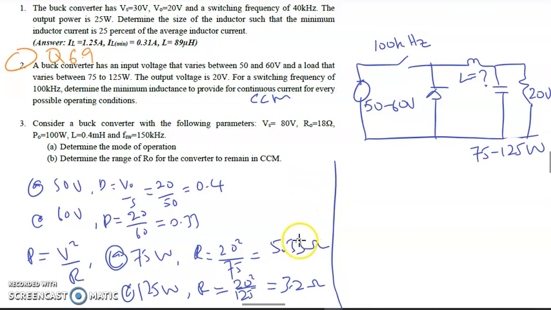So these two values are going to be used as our output resistor, and these two values of input duty cycle will be used for our incoming variance of input voltage. Here are the variances of the output resistor due to the variable output power.